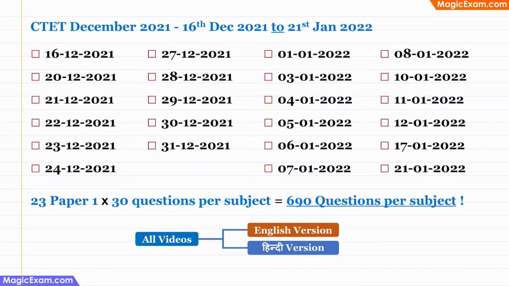The CTET December 2021 examination was conducted from the 16th of December till the 21st of January of 2022. So there are 23 different versions of paper 1 that we can solve from this exam. Since we will be solving 30 questions per subject from these question papers, we will be solving 690 questions per subject in this complete series.